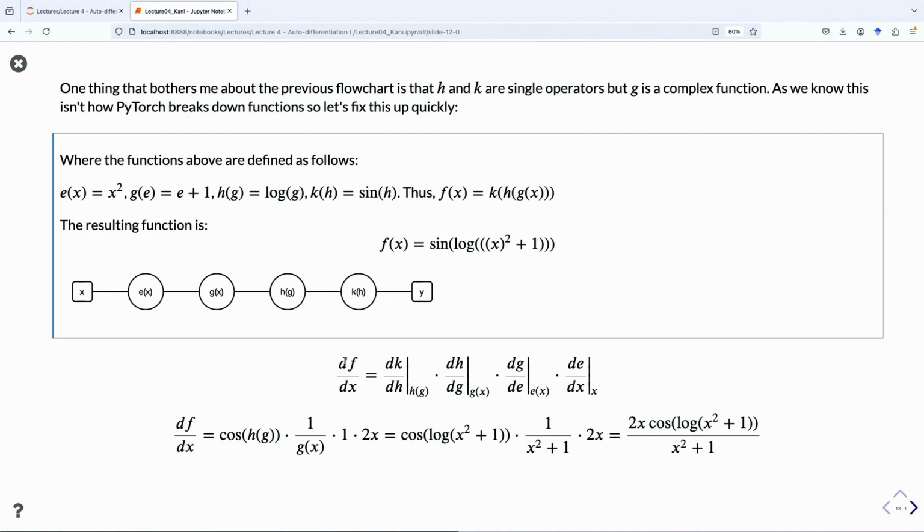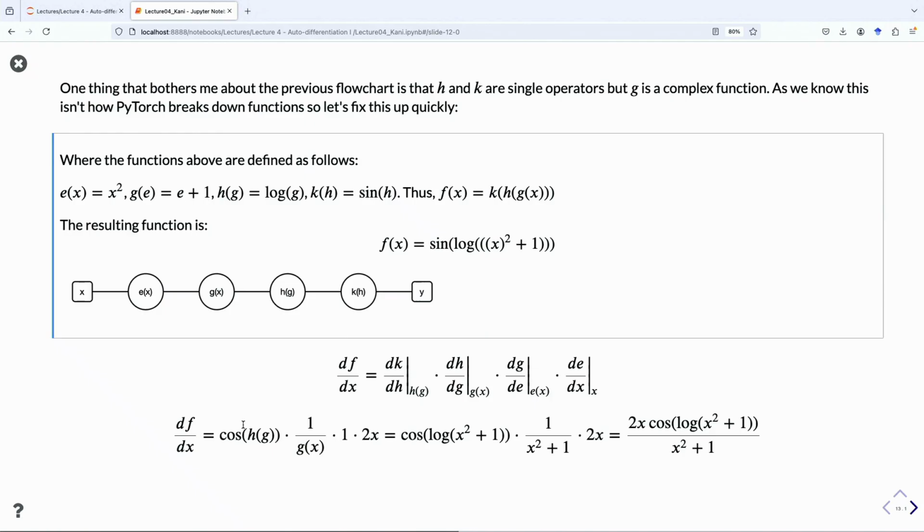Again, we take the derivative. We want to know how much changing the input x a little bit will change the output y, or f. So we want df dx. How can we solve this in this case? Well, f is simply equal to k. So we can chain these derivatives together: the derivative of k with respect to h, times the derivative of h with respect to g, times the derivative of g with respect to e, times the derivative of e with respect to x. Make sense?